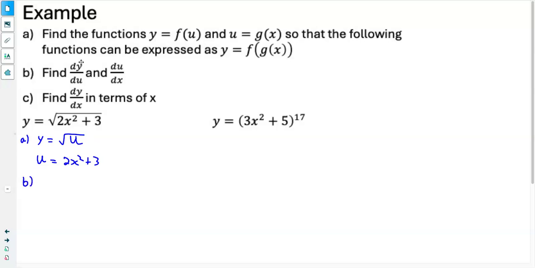B is figuring out what dy over du is and what du over dx is. So if we have a derivative of y with respect to u, the derivative of a square root is 1 over 2 times that square root. While we know that du over dx is going to be the derivative of this function with respect to x, that's just going to be 4x.